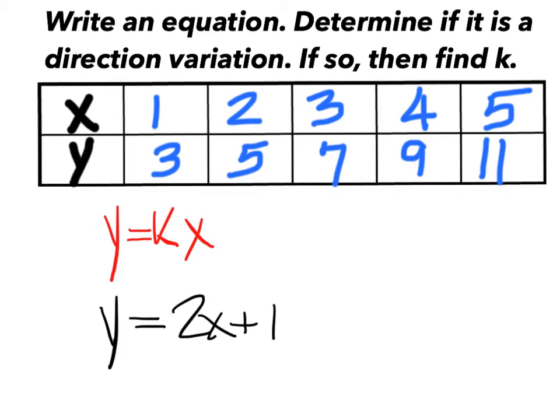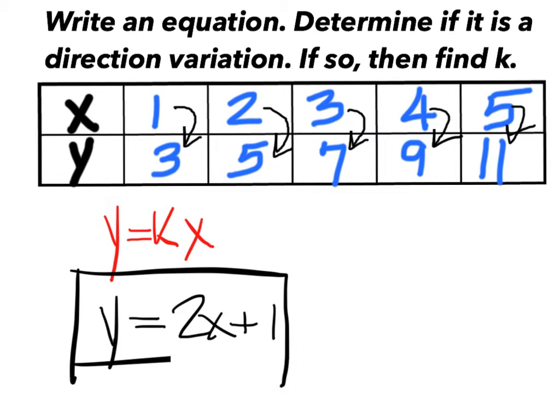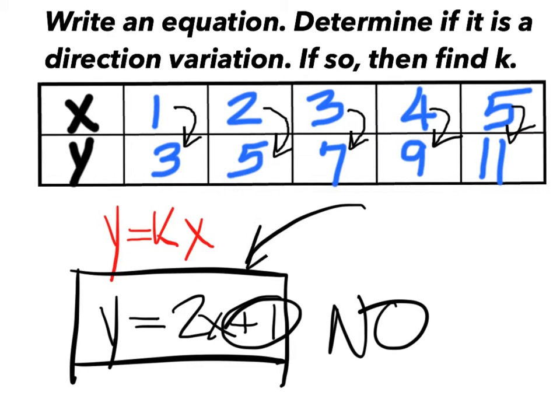Yeah, you're multiplying by 2 and then adding 1. So if I multiply this by 2 and add 1, can I multiply 2 by 2 and then add 1 to get 5? And 3 by 2, add 1 to get 7. 4 times 2 is 8, plus 1 is 9. 5 times 2 is 10, plus 1 is 11. Is this a direct variation? No, because it has this constant there at the end, so the answer is no. So that's the equation, y equals 2x plus 1, but the answer is no. It's not a direct variation.